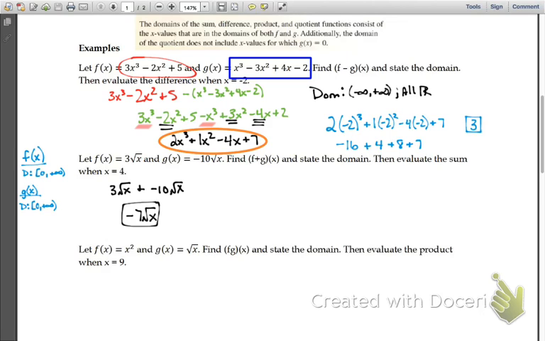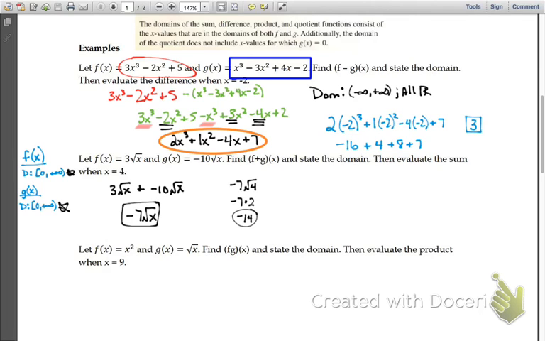Now, I still have to write my domain. My domain didn't change, so I'm just going to use either of the ones that I have over here, that my domain has to be from 0 to positive infinity. And then the last step is plug in x equal to 4. If I have negative 7 times the square root of 4, the square root of 4 is 2, so I have negative 7 times 2, so negative 14. Don't overcomplicate this, because it's not complicated. Okay, I promise you. The biggest thing is just taking your time and paying attention to what you have to start.